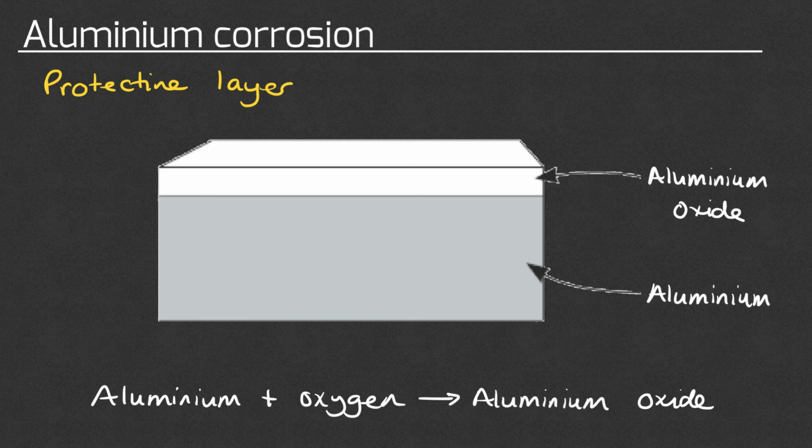Aluminium oxide does not flake away. It forms a protective layer on the surface which prevents further corrosion from taking place. This is because if the top layer doesn't flake away, there is nowhere for the layer underneath to become corroded. If the top layer stays in place, the aluminium underneath can't react with the oxygen, therefore further aluminium oxide can't be produced.